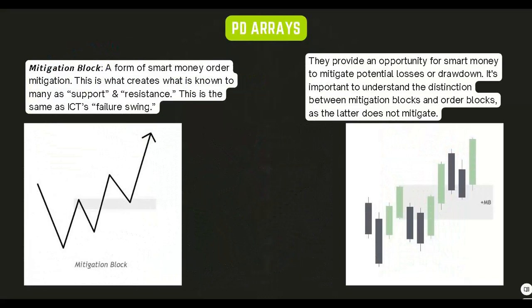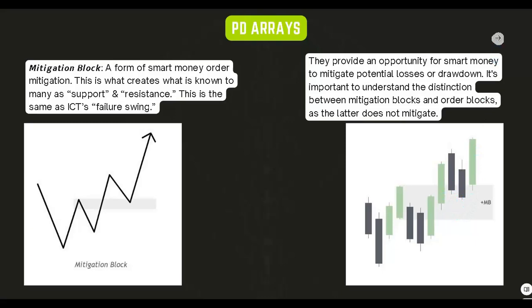The first PD array, a mitigation block. This is a form of smart money order mitigation, meaning this is what creates what is known to many as support and resistance. We see price came down, went up, came down again, but it failed to break this low and continued higher. So the highest point between the two lows, that candle in between, that is the mitigation block. And you see price broke out, came back inside, retested, and then started impulsing higher.